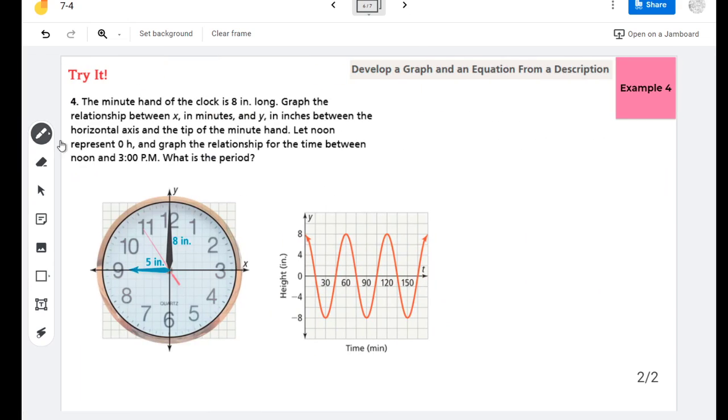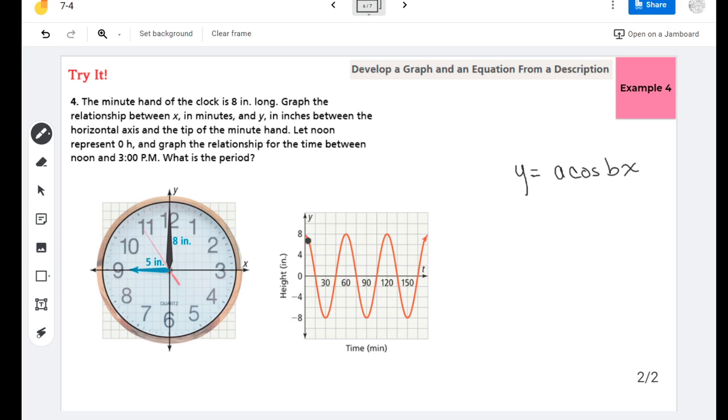So now in the try it, we're going to do that same kind of process, but they just ask for the period. Okay, so it's not taking us all the way to writing the equation, though I would like to write the equation out because I'm kind of a nerd. So I'm going to write the equation out, but it just wants a period in Savvas, okay?